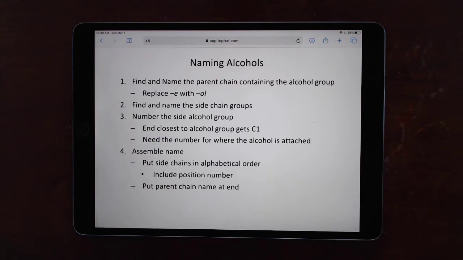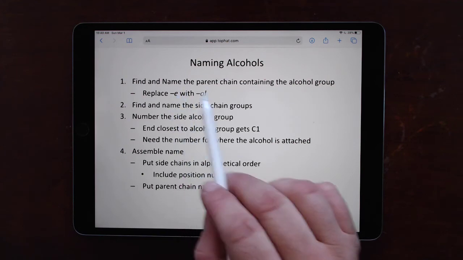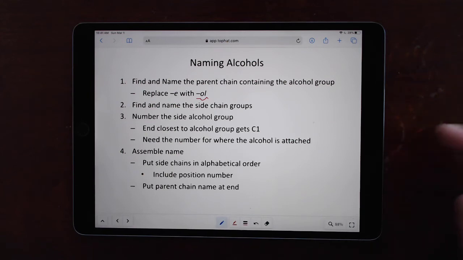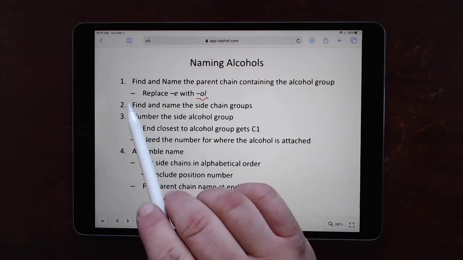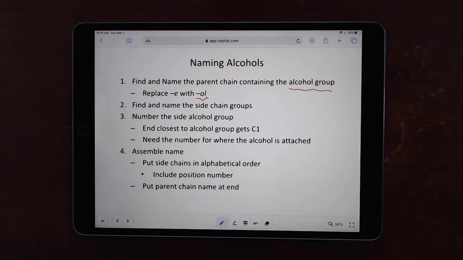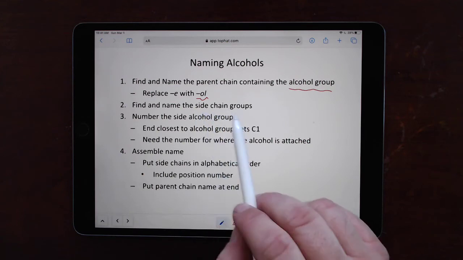Okay, so for alcohols, these are ones that have OHs in them. So for alcohols, we're going to indicate that it has an alcohol in it by replacing the main chain name with the OL. So methane becomes methanol, ethane becomes ethanol, propane becomes propanol, butane becomes butanol, things like that. But the main chain has to contain the alcohol group. Even if there is a longer chain somewhere else, it has to have the alcohol group in it because the alcohol has priority.